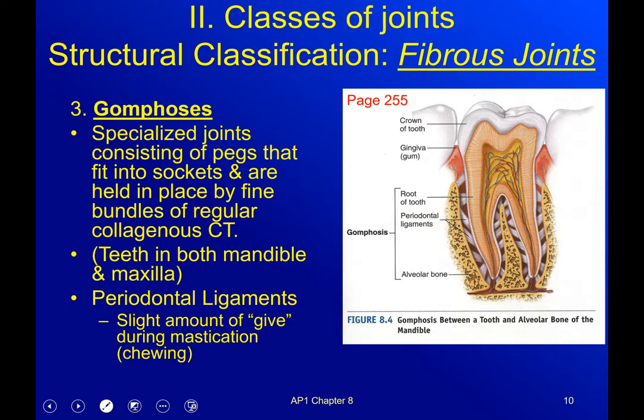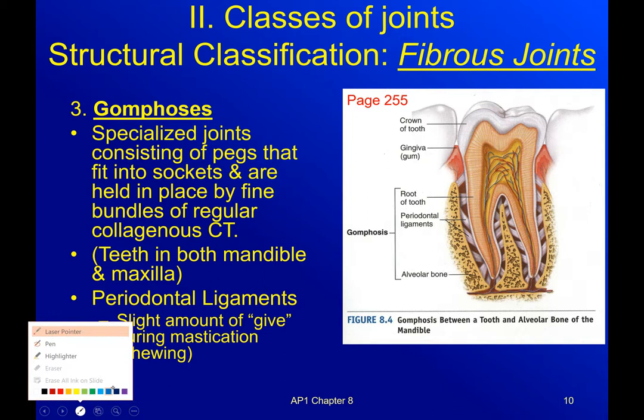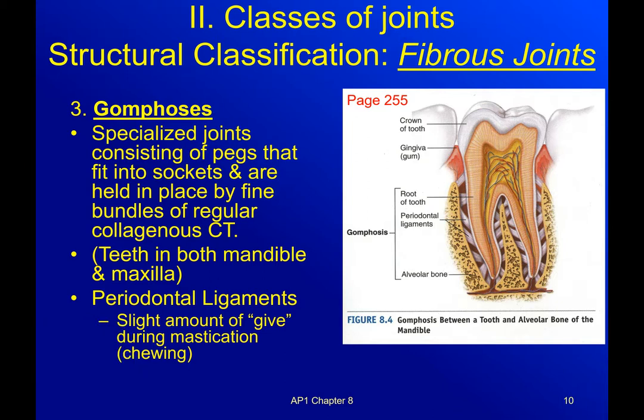The gomphosis is actually a specialized joint consisting of pegs. You can see the pegs of your tooth here, fitting into the socket of your skull. Okay? Now, if you look, you can see that you've got these ligaments here.